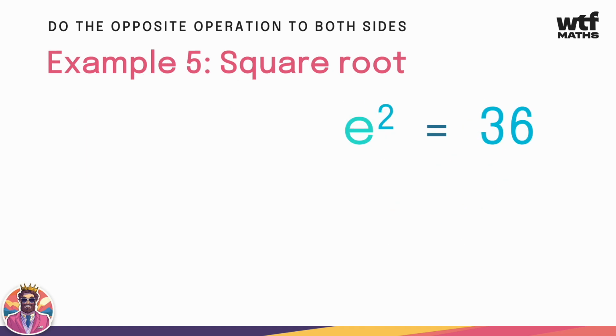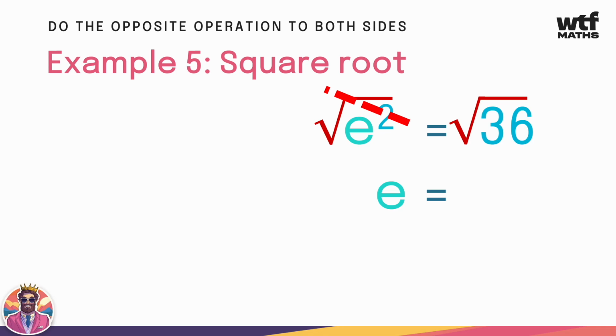All right, this question here, we've got e squared. That means e times e is 36. Now, the opposite of squaring something is to use the square root option. Now, the square root and a square will cancel each other out. So let's do the same to the other side as well. Square times a square root, gone. So e is all by itself now.